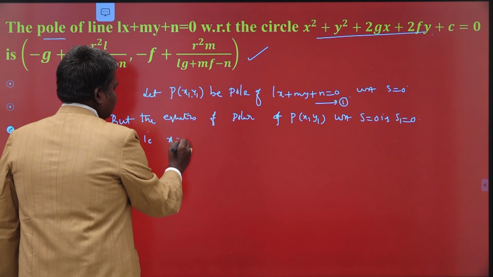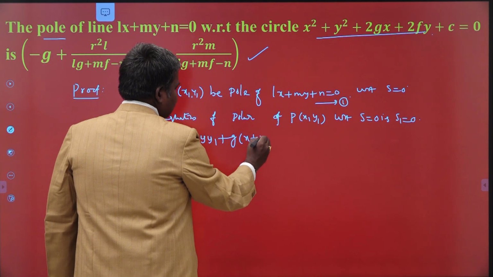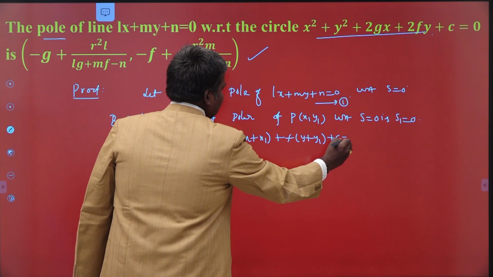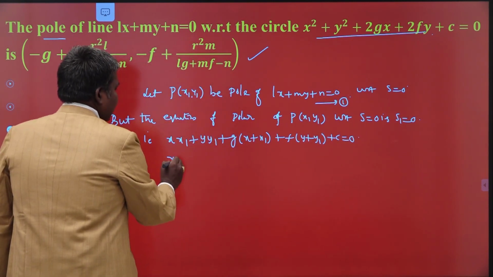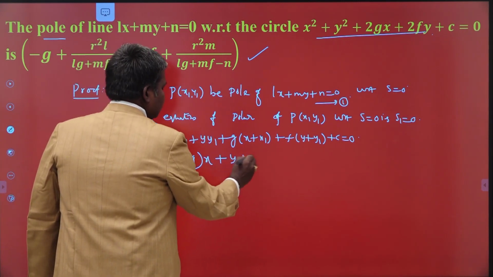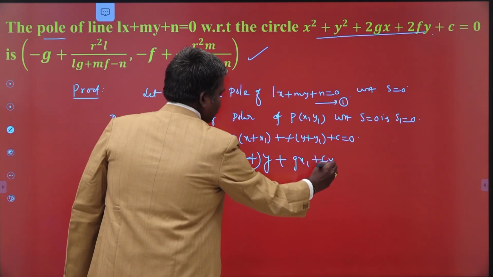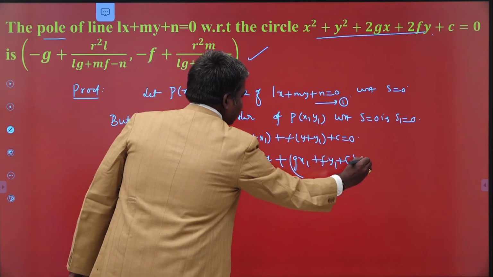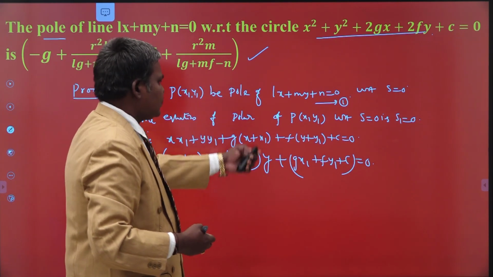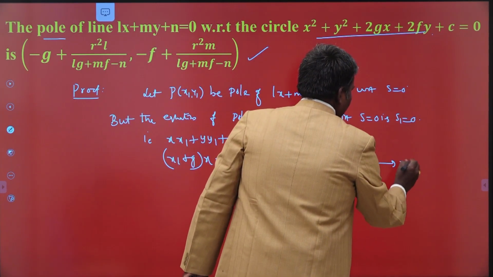That is xx1 plus yy1 plus g times of (x plus x1) plus f times of (y plus y1) plus c equal to 0. This can be written as (x1 plus g) times of x plus (y1 plus f) times of y plus (gx1 plus fy1 plus c) is equal to 0. Why are you writing in this manner? These two represent the same line. This is the given polar, this is the obtained polar. So this is equation number 2.